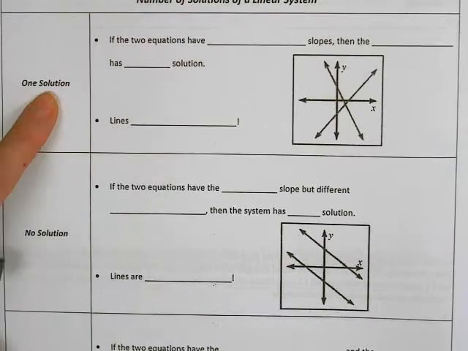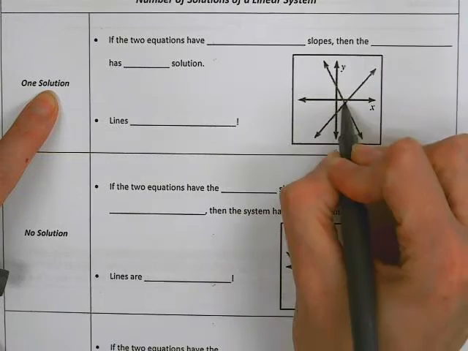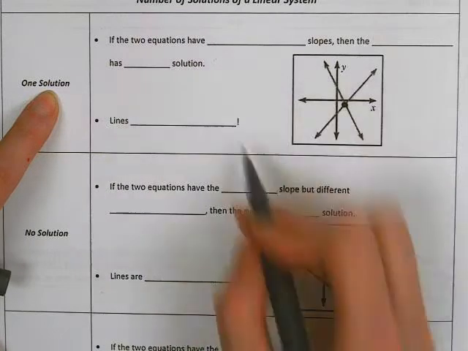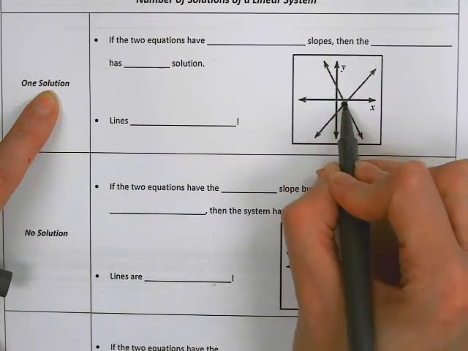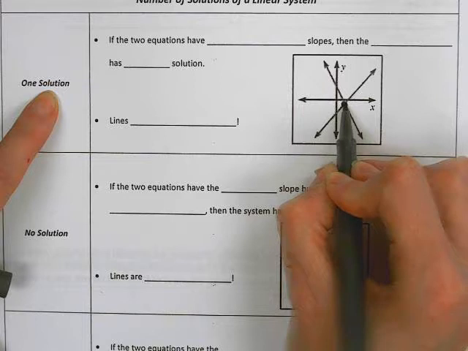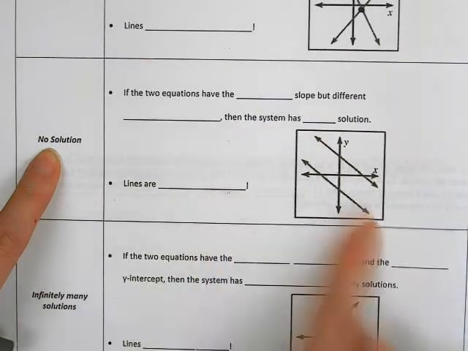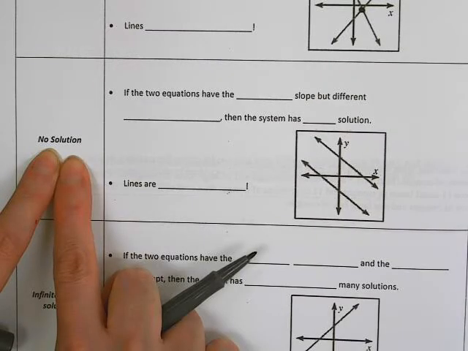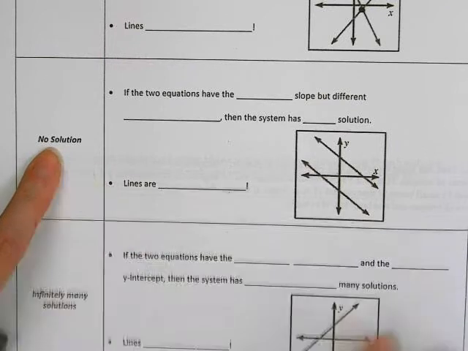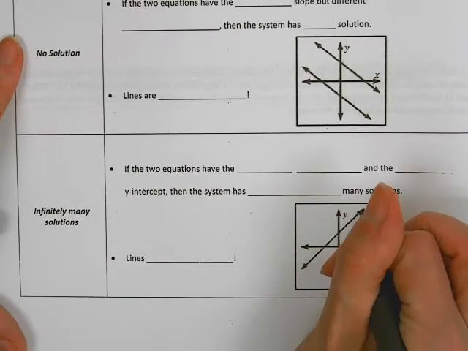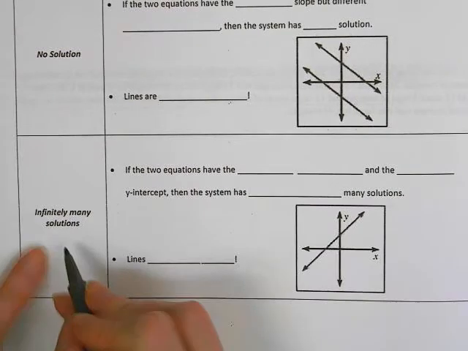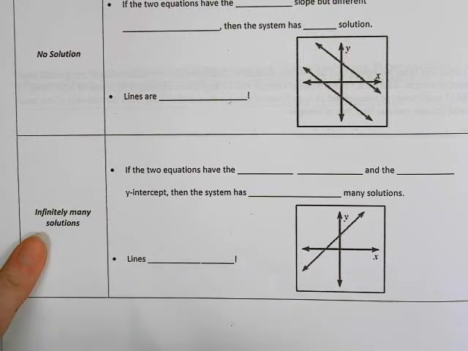So one solution is when the lines cross at one spot. Okay, we're not going to actually fill in the notes, but if the lines cross at one spot, that's one solution. Sometimes the lines never cross, and if that happens, then that's no solution. Because if they're not going to cross, they won't have an intersection, so they won't have a solution. And lastly, sometimes the lines are actually on each other. They're actually the same line, and that would be infinitely many solutions.